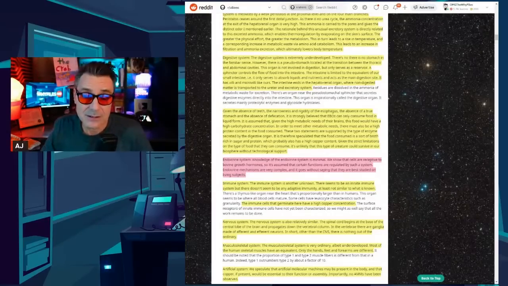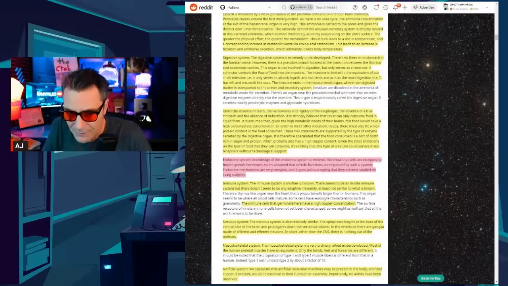He gets into it a little bit here. Given the absence of teeth, the narrowness and rigidity of the esophagus, the absence of a true stomach, and the absence of defecation, it is strongly believed that EBOs can only consume food in liquid form.